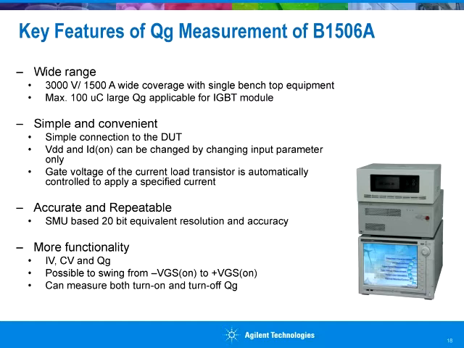So due to this multiple functionality, the B1506A can calculate the power loss of the switching devices. Also, the B1506A can swing the gate voltage from negative to positive voltage. Typically, the existing QG test equipment can only swing voltage in the positive area or negative area only. Also, the software of the B1506A supports both turn-on and turn-off QG measurement.